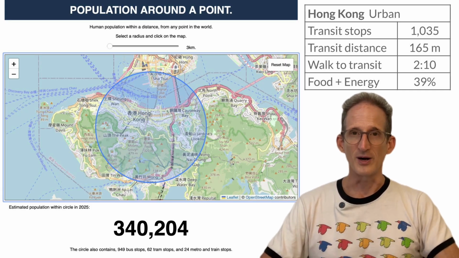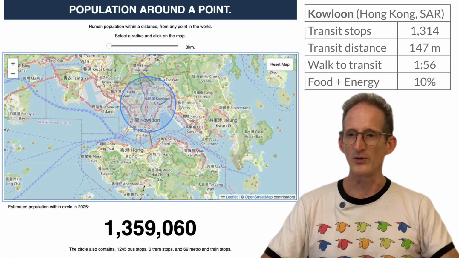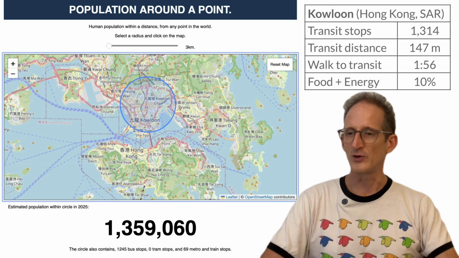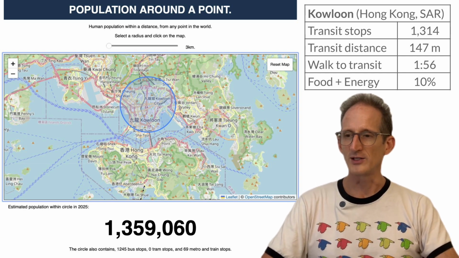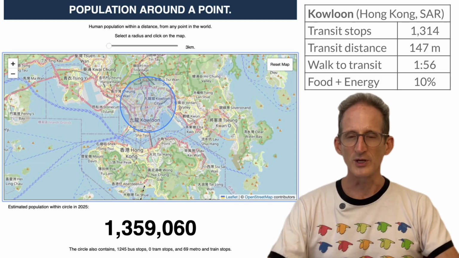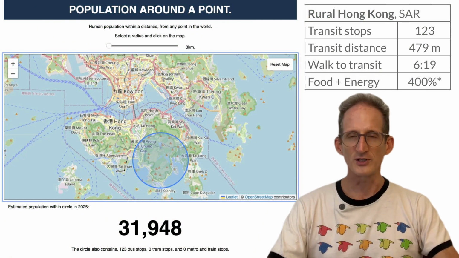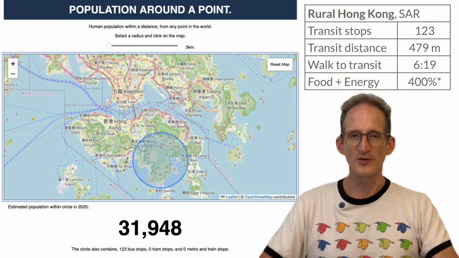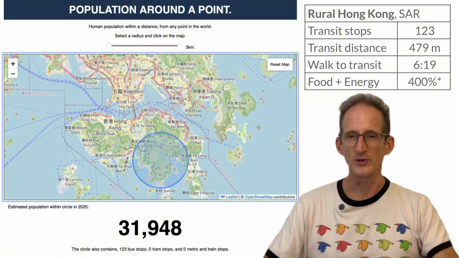Now, there are denser parts of Hong Kong. For example, in Kowloon, there's 1.4 million people, with again another 1,300 transit stops, 147-meter transit distance, couple-minute walk to transit, and as you would expect, a much lower food and energy score. But let's look at some of those green spaces that I was talking about. On the southeast of Hong Kong Island, there's an area with 32,000 people, just 123 transit stops, about a 6-minute walk between each one, and enough space to provide 4 times the food and energy that people use on site.